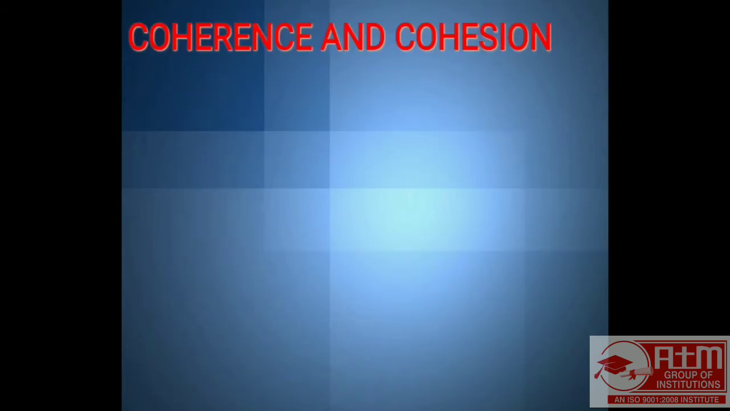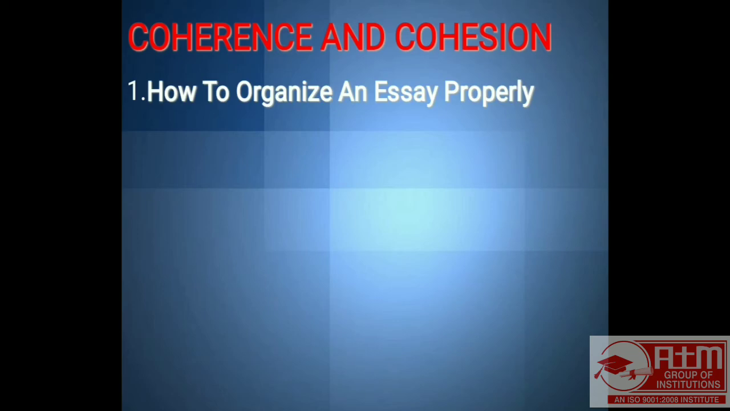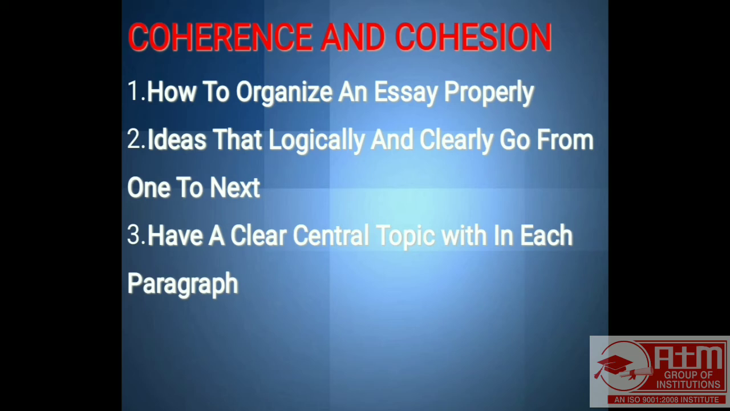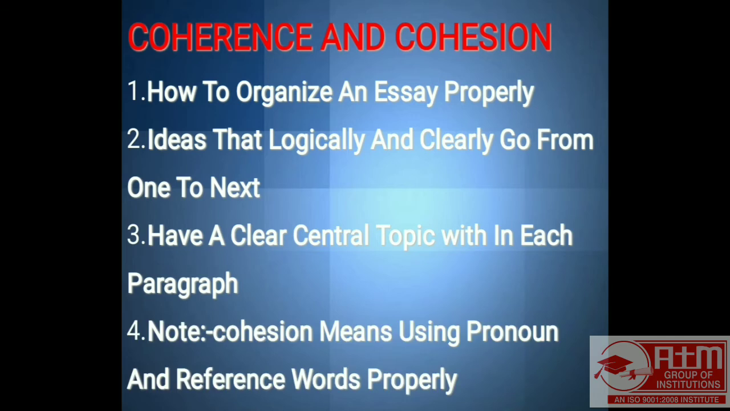Okay. Now, let me share with you the next thing. This is called coherence and cohesion. How to organize an essay properly. One thing, how to organize means the format of the essay. Second, ideas that logically and clearly go from one to the next. Third, have a clear central topic within each paragraph. Next, note, cohesion means using pronouns and reference words properly. This is all about coherence and cohesion. In one word, I can say this is all about the format of the paragraph.